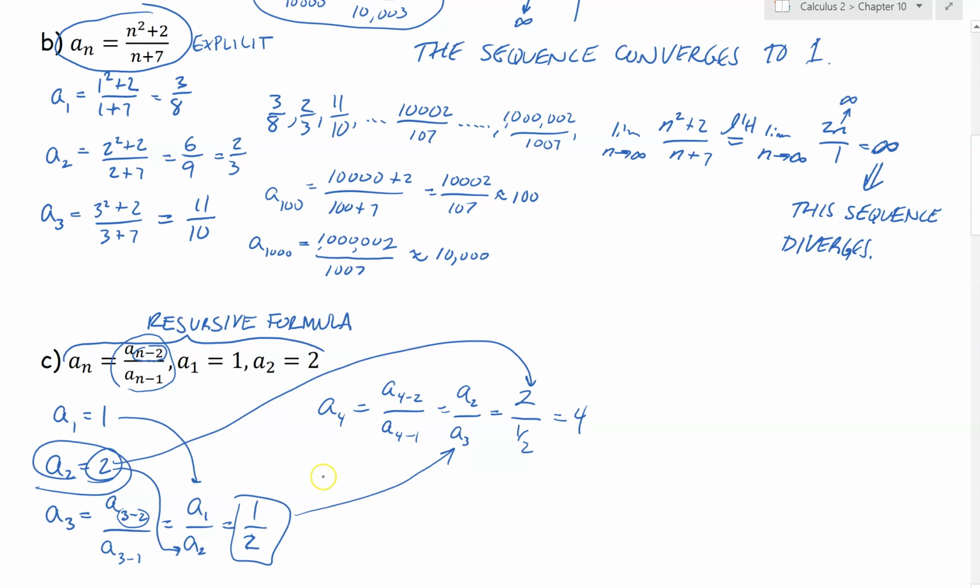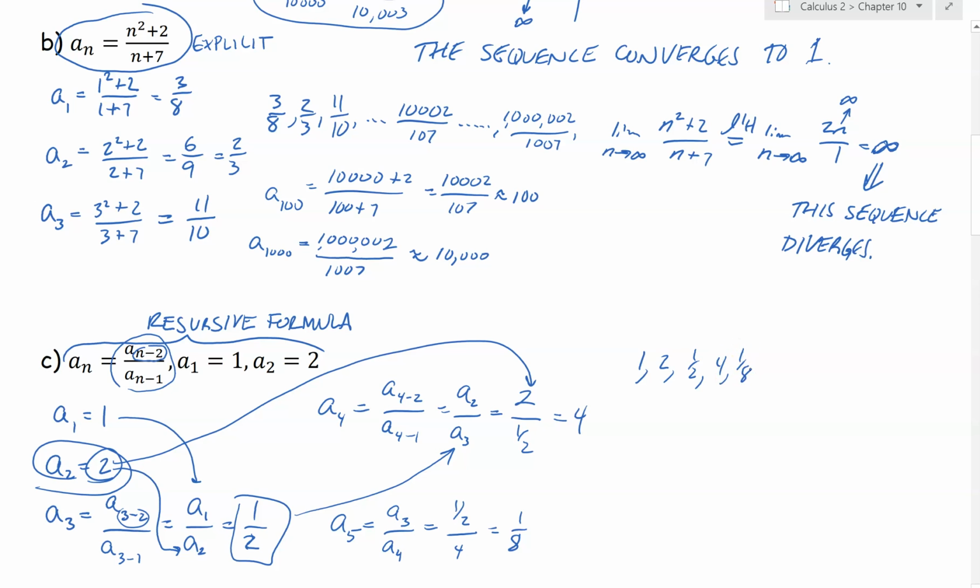Let's go ahead and calculate a couple more terms. A sub 5. If we see the pattern we're following, we're always subtracting 2 from the subscript for the top, so that's A3, and we're subtracting 1 from the subscript for the bottom, so that's going to be A sub 4. And so what we're doing each time to generate the next term is we're taking the quotient of the two previous terms. So A sub 3 we said is 1/2. A sub 4 is the one that we just calculated, that is 4. And so 1/2 divided by 4 is 1/8. Okay, so far our sequence goes like this: 1, 2, 1/2, 4, 1/8.